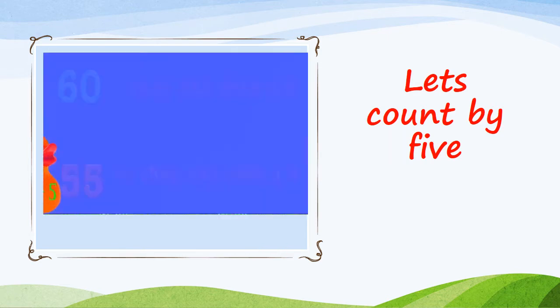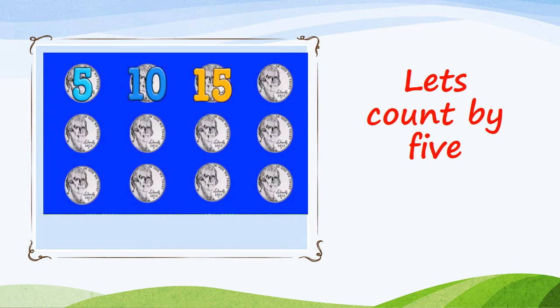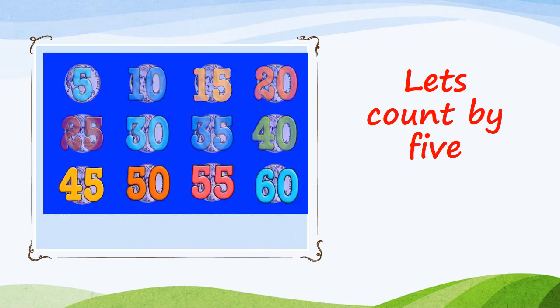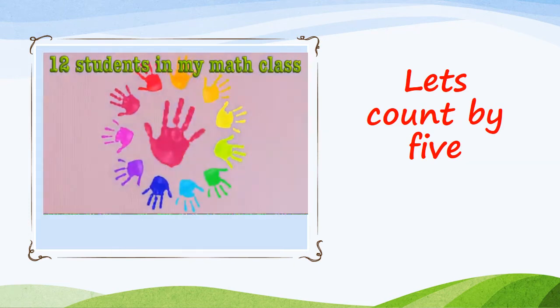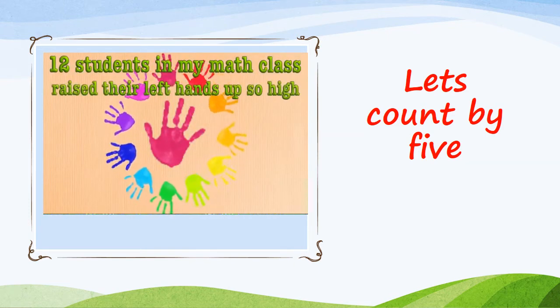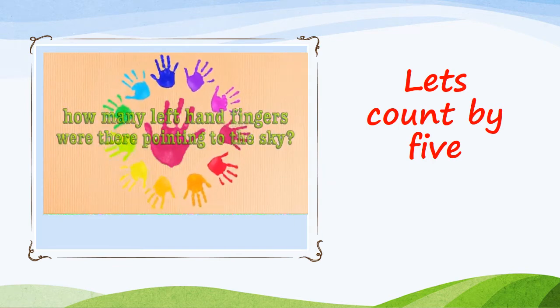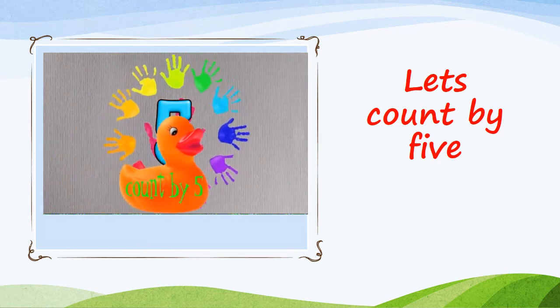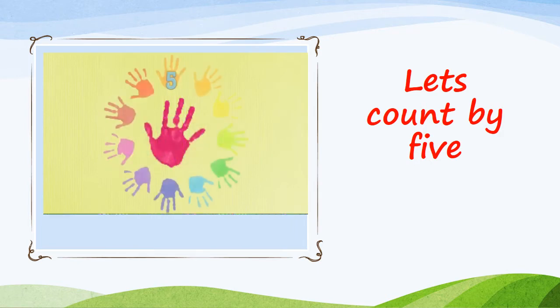Now let's try that one faster and faster and faster. 5, 10, 15, 20, 25, 30, 35, 40, 45, 50, 55, 60. Then with a 0 or a 5. 12 students in my math class raise their left hands up so high. Now how many left hand fingers were there pointing to the sky? Well, 5 fingers on each left hand, so I'd have to count by 5. Just like I did with nickels, so let's count by 5.